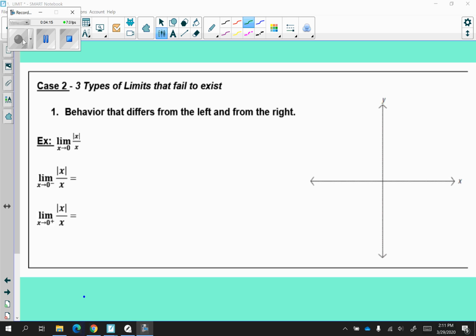Next, we're going to look at case 2, which are 3 particular types of limits that fail to exist. Let's look at the first, behavior that differs from the left and from the right. So let's take a look at an example: the limit as x approaches 0 of the absolute value of x over x. So I'm going to quickly graph that.